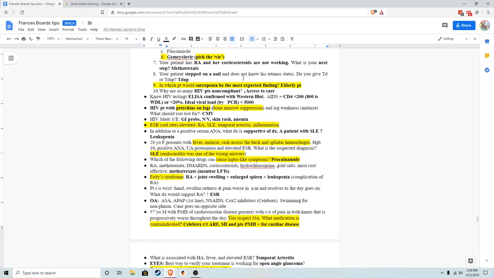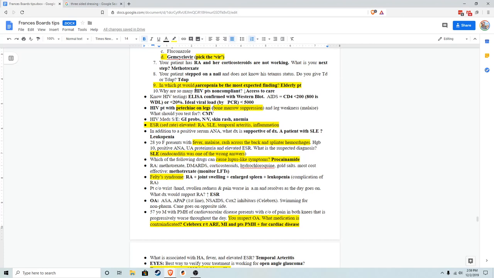All right. Patient has rheumatoid arthritis and steroids aren't working. What is your next step? You add a DMARD, which is methotrexate. Patient stepped on a nail and doesn't know his tetanus status. Do you give just tetanus or Tdap? We always give the Tdap.